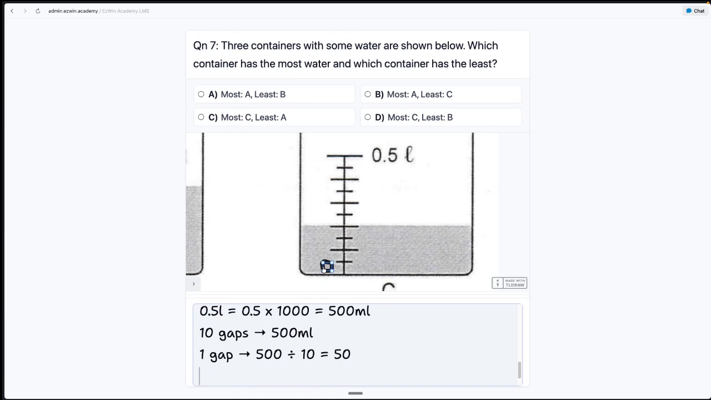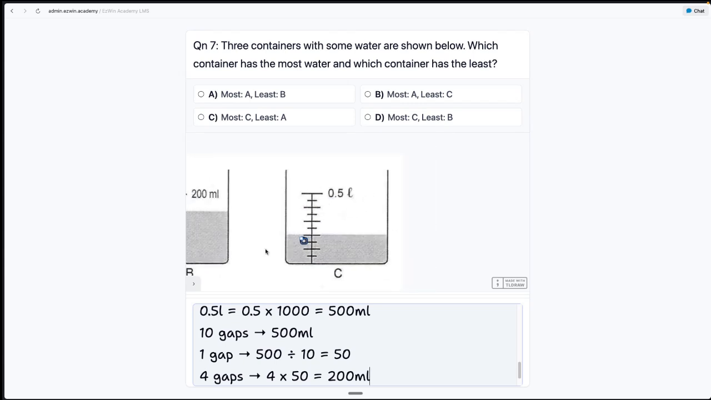So how many gaps do we have for container C? We have 1, 2, 3, and 4. So with 4 gaps, this will be 4 times 50, equal to 200 milliliters. Okay, so now we know all of the different amounts.